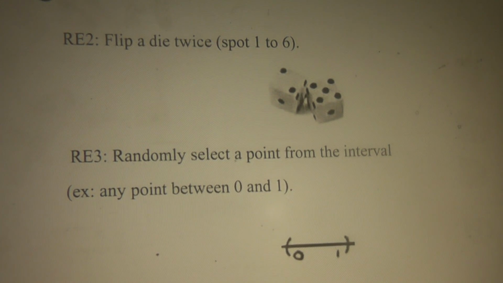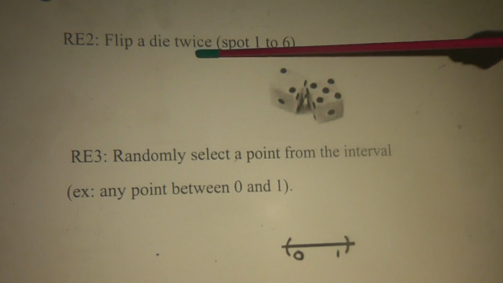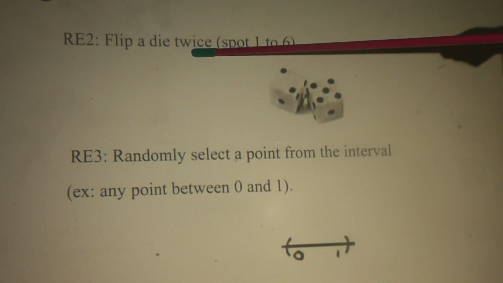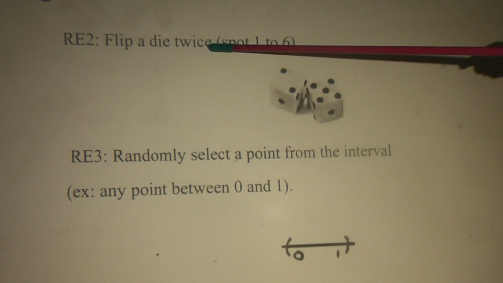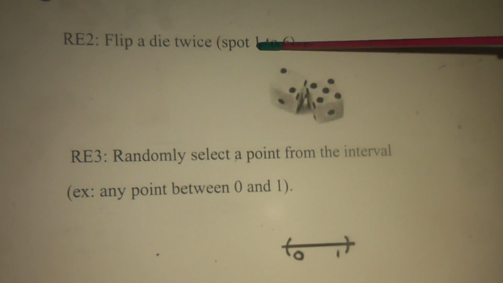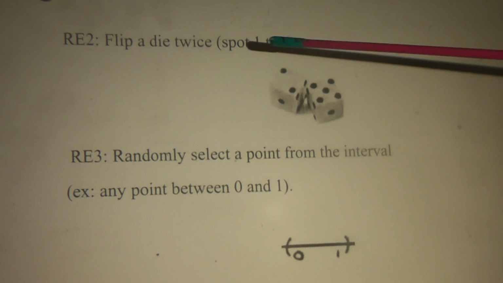Next, let's look at random experiment 2. We roll a die twice. In a die, this is a 6-sided die, you're going to see spot 1, spot 2, all the way up to spot 6. This is also a random experiment. Why is this a random experiment?